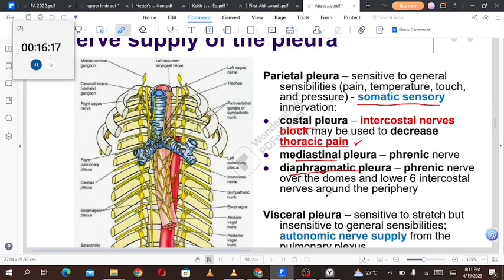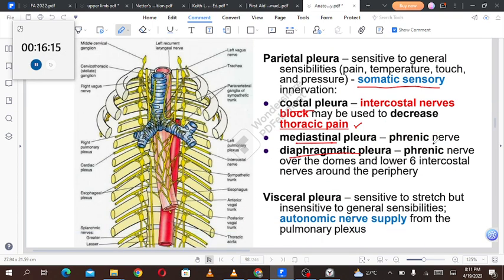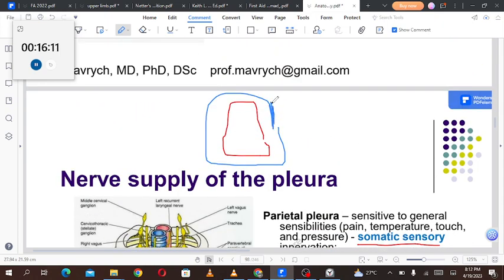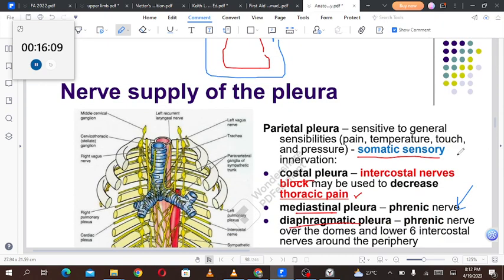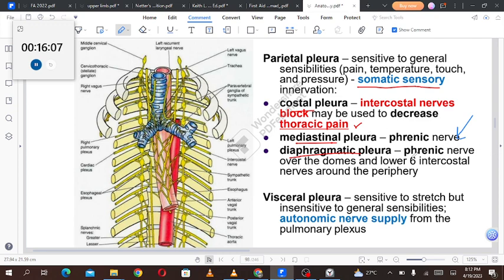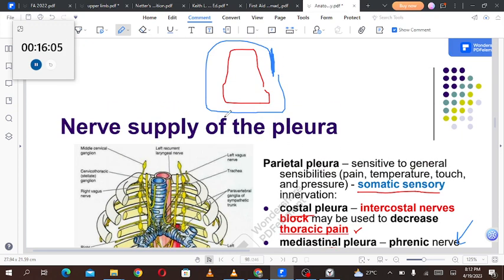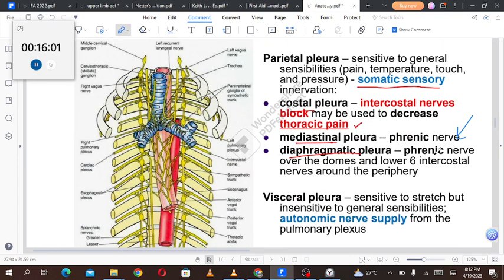Then we have the mediastinal pleura. Phrenic nerves are supplying the mediastinal pleura, and the mediastinal pleura is over here, in the mediastinum. It is lining the mediastinum, you may say that. Then the diaphragmatic pleura, the pleura that is present just over the diaphragm, is supplied by the phrenic nerve over the dome and the lower 6 intercostal nerves around the periphery.